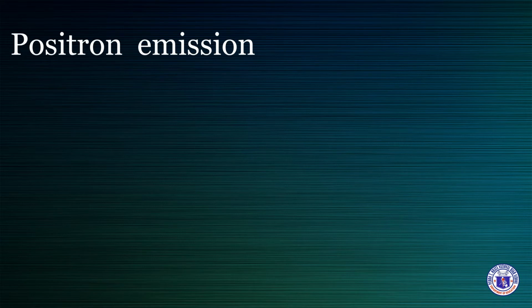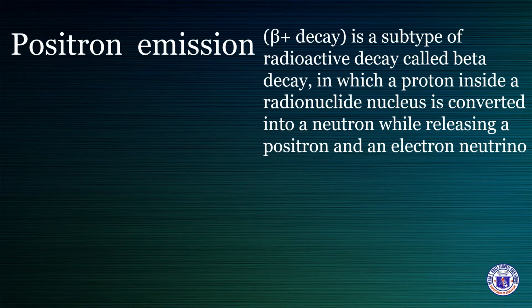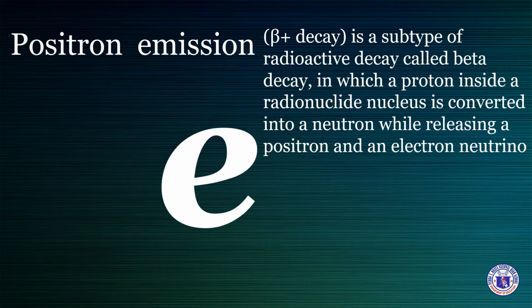Another radioactive process is positron emission. Positron emission is a subtype of radioactive decay called beta decay, in which a proton inside the radionuclide nucleus is converted into a neutron while releasing a positron and an electron neutrino. This is the symbol. Positron emission has a mass of 0 and a charge of +1.